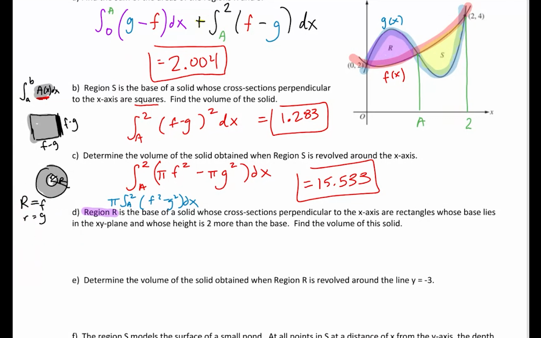Our setup's going to be very similar to that of the square, except since the side lengths are not the same, we can't just do side length squared. We're going to do base times height. So we've got this rectangle where the base is right here, the difference between the functions. Actually, that should be g minus f now, not f minus g. So let's fix that. G minus f. And then the height is 2 more than the base, so we have g minus f plus 2.